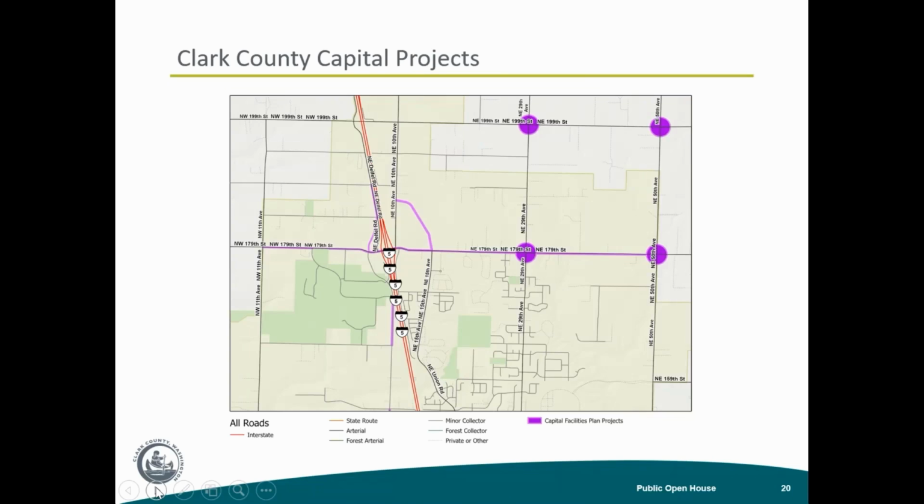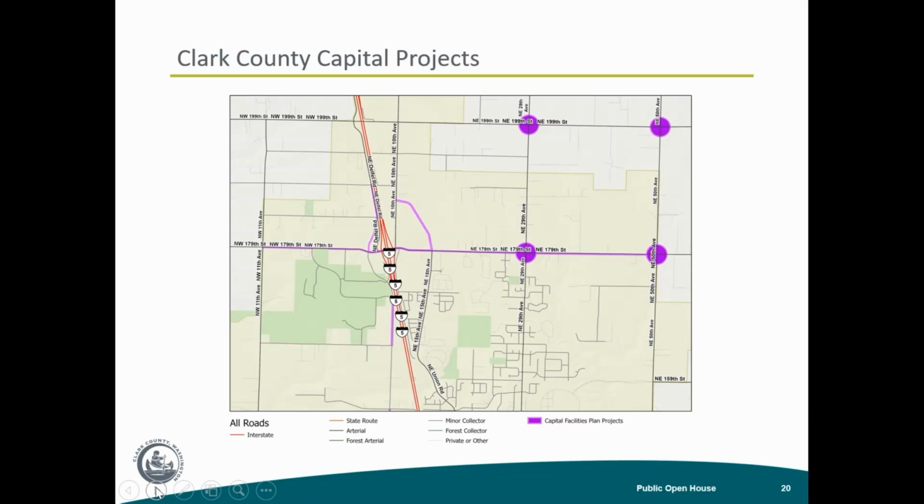This slide is showing the Clark County capital projects. So these purple roads and intersections are projects that will be built by Clark County in the future. Clark County is responsible for building arterials and collectors. For local roads, meaning local residential roads or neighborhood circulators and sometimes collectors, those are built by development, as development occurs.